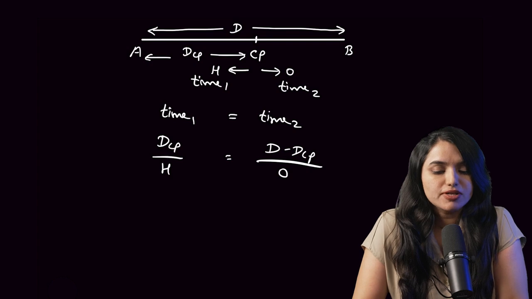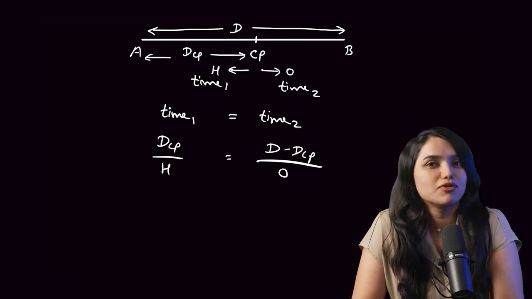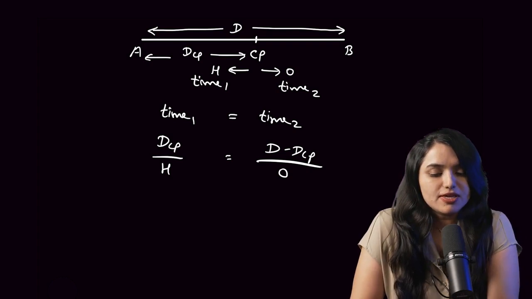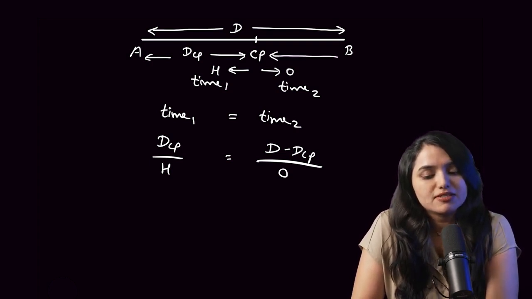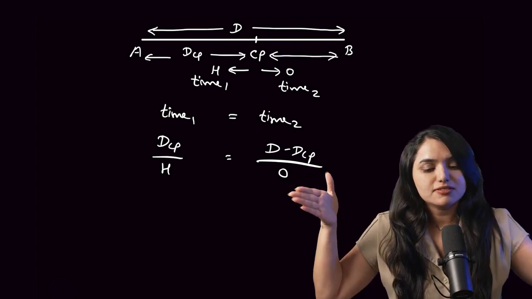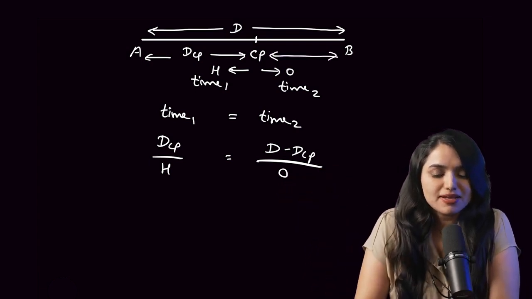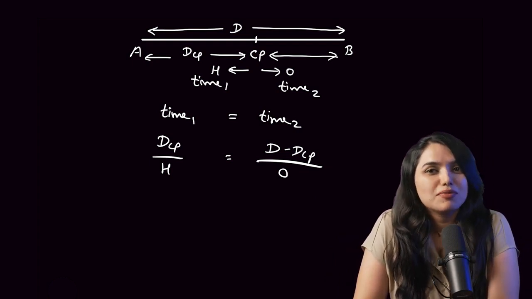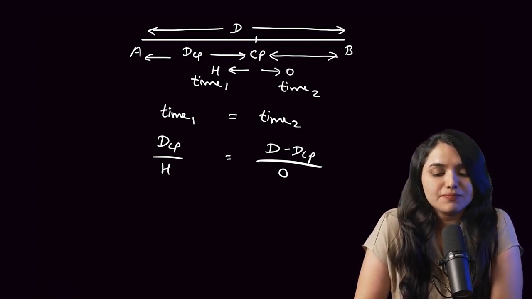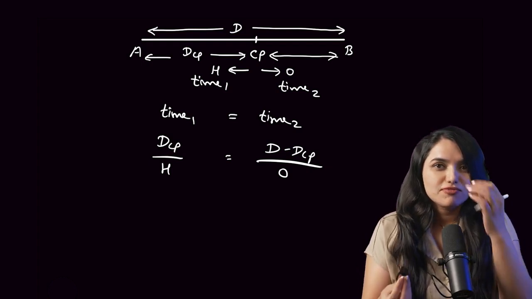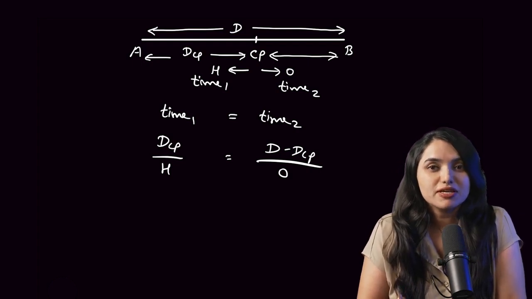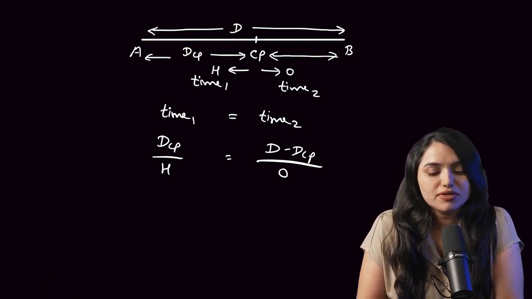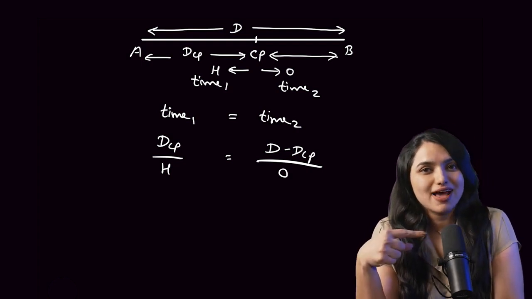DCP upon H will give you time 1, which is the time to go from CP to A, and time 2 is given by D minus DCP upon O, because time is distance upon ground speed. So the CP to B distance will be the full A to B distance minus DCP, that is D minus DCP upon O. O is the outbound ground speed to go from CP to B, and this is in case of an emergency with the airplane. If it is engine failure, then of course your speed will be lower. So H and O will be calculated with reduced TAS or reduced speed.